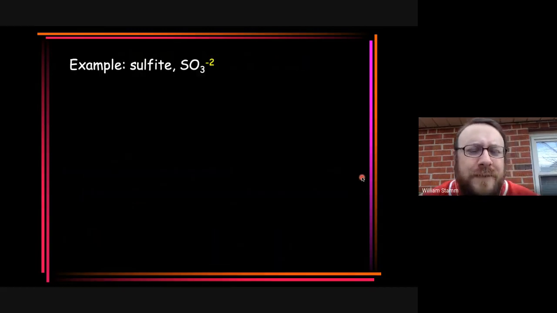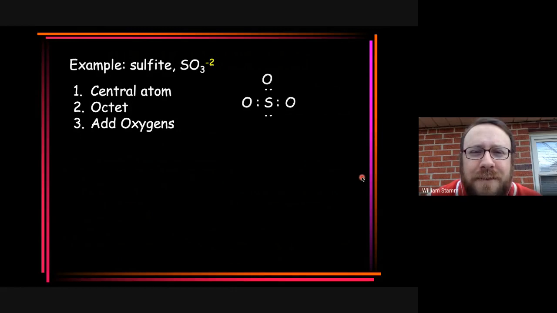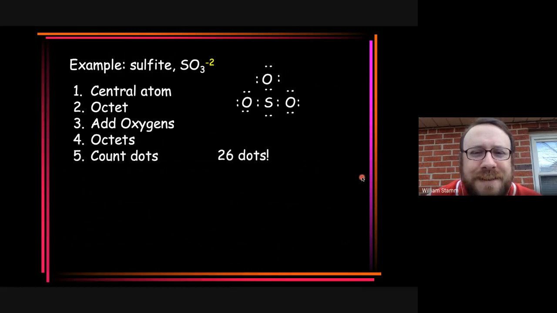Let me show you an example. Like what if you have a problem that says to draw the Lewis dot structure of sulfite, SO3, which has a -2 charge. Well, you just draw it the same way. Your central atom is S, because there's only 1 of them. There's 3 oxygens. You draw an octet around it, 8 dots. You add oxygens around it. There's only 3 oxygens you can add. You add octets to all those oxygens. You count the dots. There are 26 dots. Trust me, there are 26 dots.